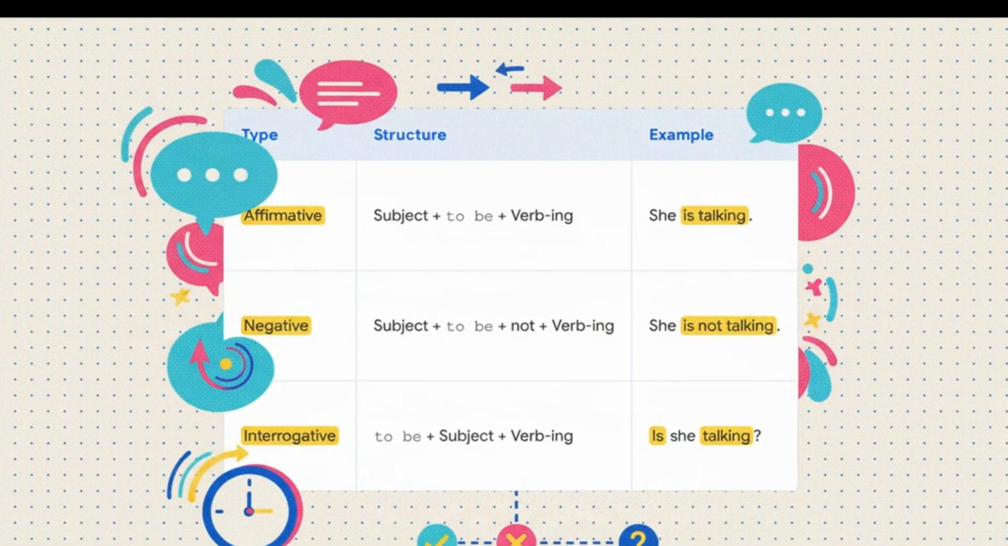Statements, negatives, and questions. So for a regular sentence, you have, she is talking. Want to make it negative? Easy. Just pop the word not in there. She is not talking. And if you want to ask a question, you just flip the first two words. Is she talking? Simple as that.